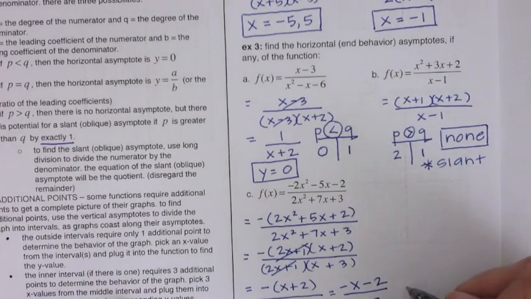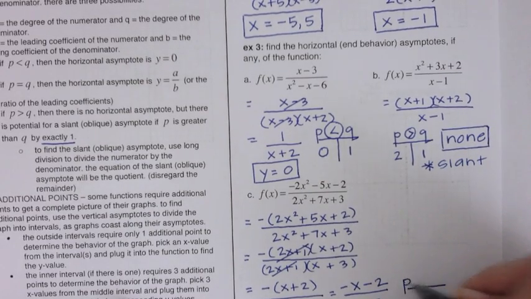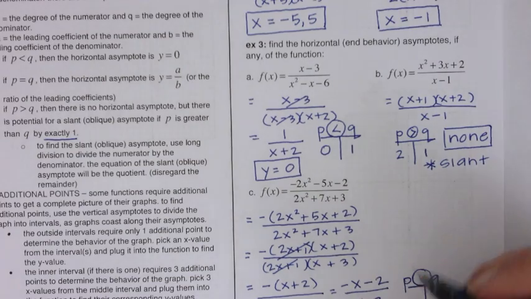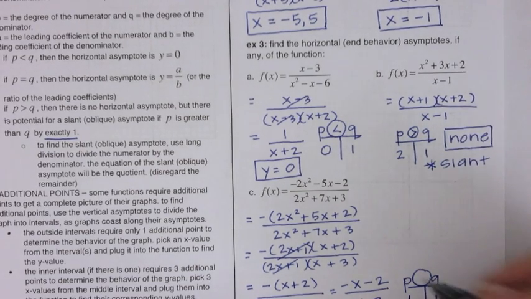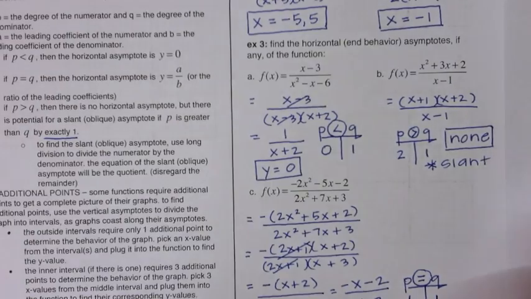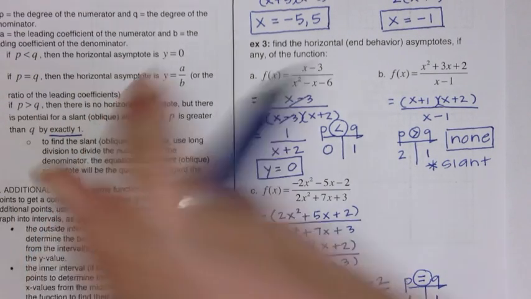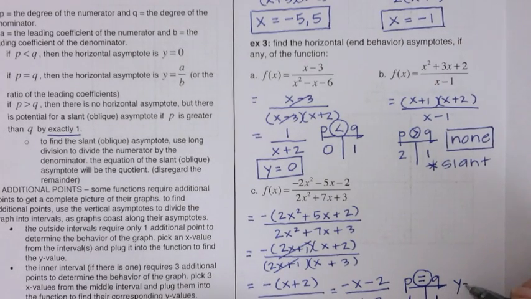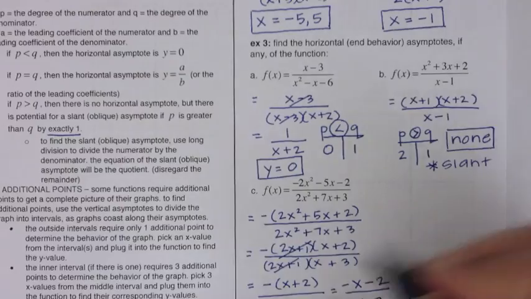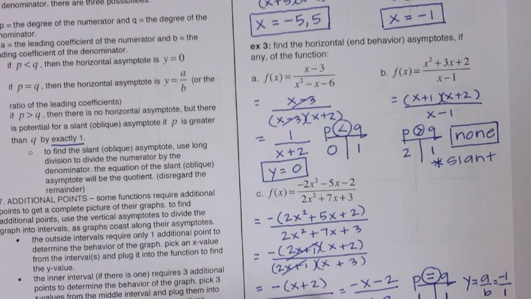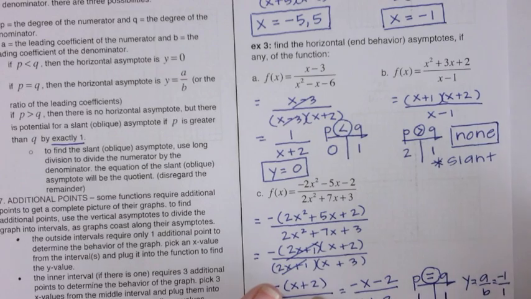And so now I'm ready to do P and Q. P, highest power of x here is 1. Q, highest power of x is 1, which is equal. So what does this say? If it's equal, then you take the ratio of their coefficients. So y equals a over b. The leading coefficient here is negative 1, and the leading coefficient here is 1. So we get y equals negative 1.